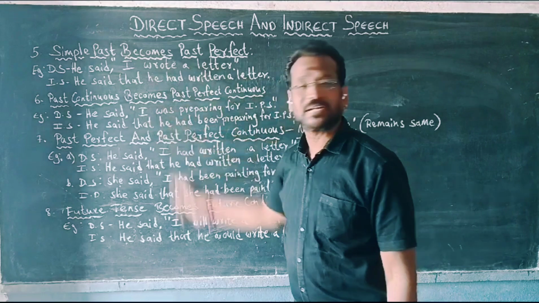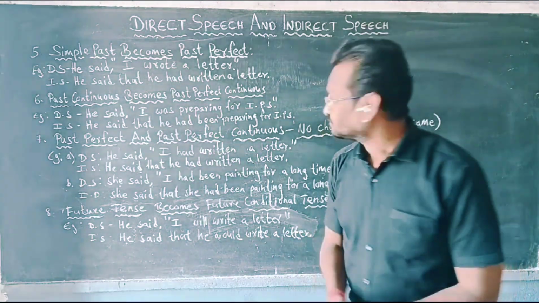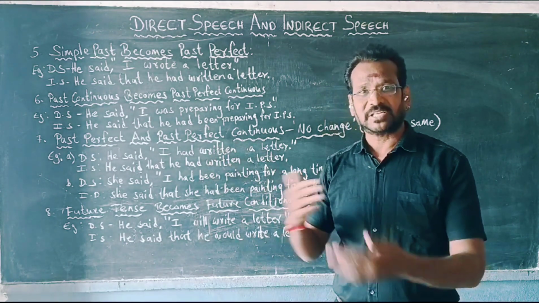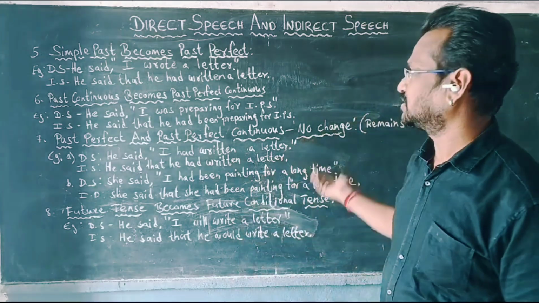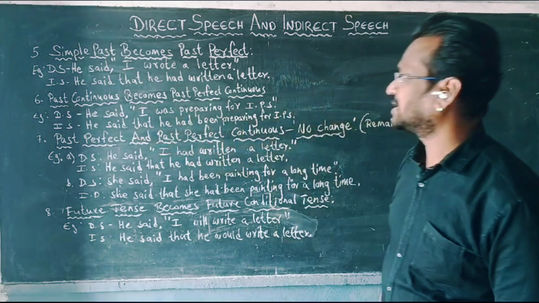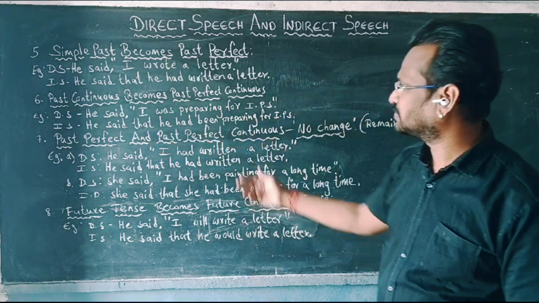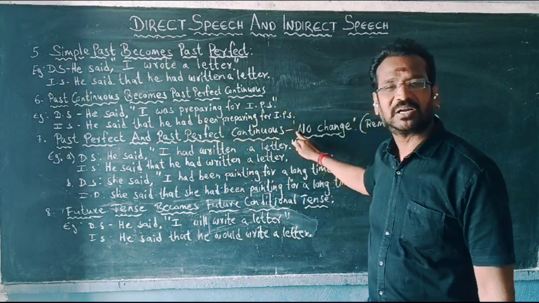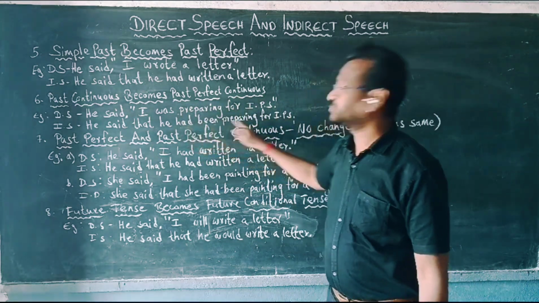Next, past continuous becomes past perfect continuous. That means if the direct speech is in past continuous, when we change into indirect speech, it becomes past perfect continuous. For example: he said, "I was preparing for IPS." In indirect speech it becomes: he said that he had been preparing for IPS. "Was preparing" becomes "had been preparing."